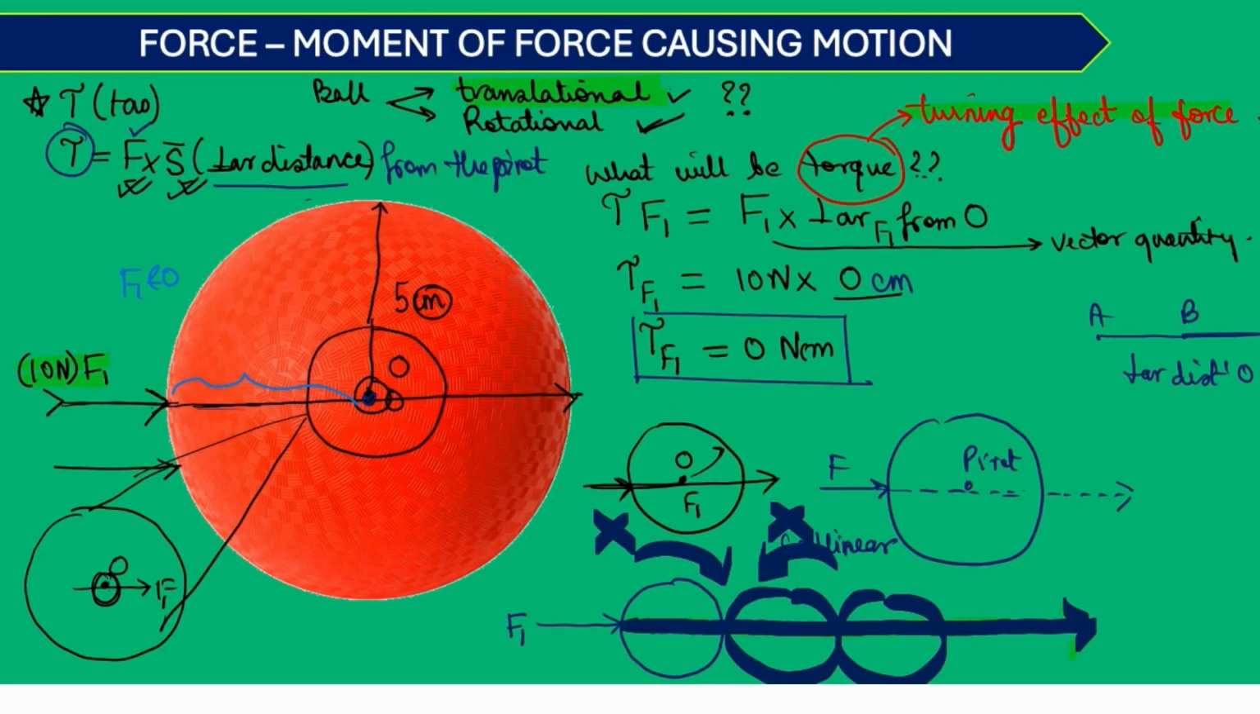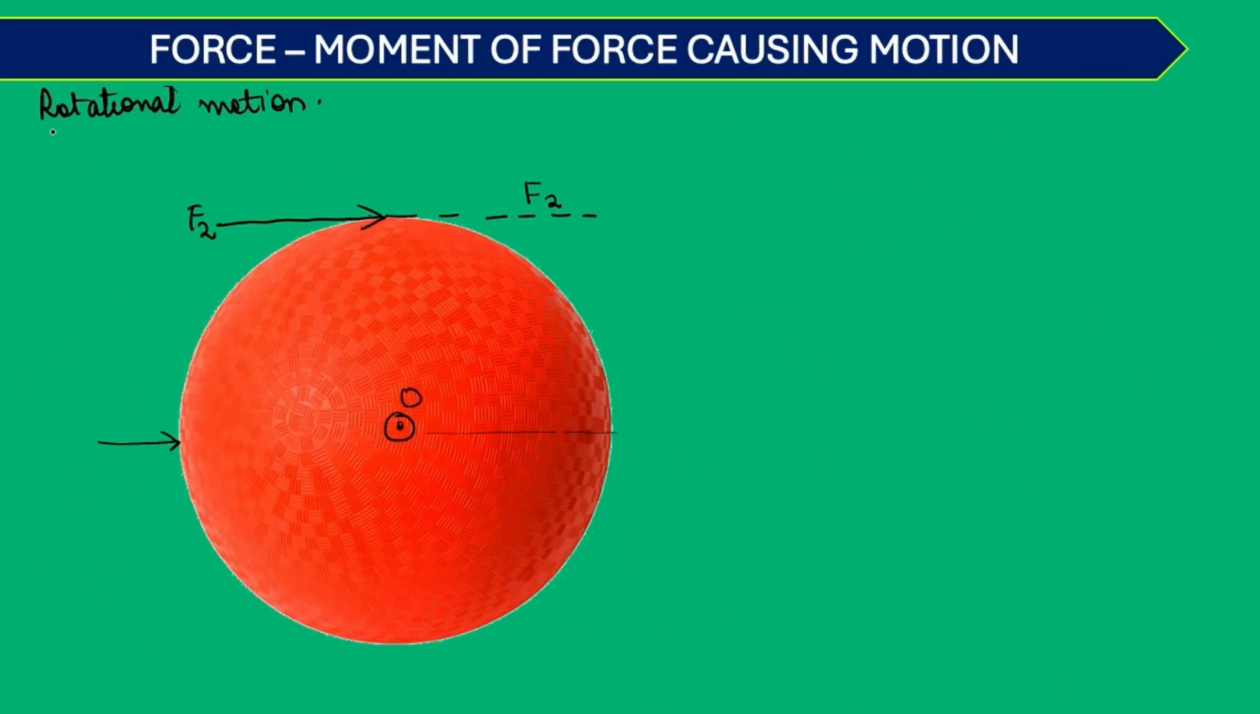If force is acting, it will try to cause some motion. Again, we are trying to find what is the torque on this ball due to the force F2. This should be equal to the magnitude of force F2 into the perpendicular distance of F2 from the pivot.